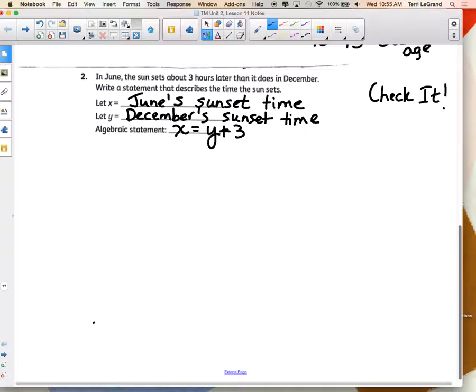What did we do last time? We picked something for which variable? Didn't we pick for the y? Okay, so let's pick a time that maybe the sun would set in December.